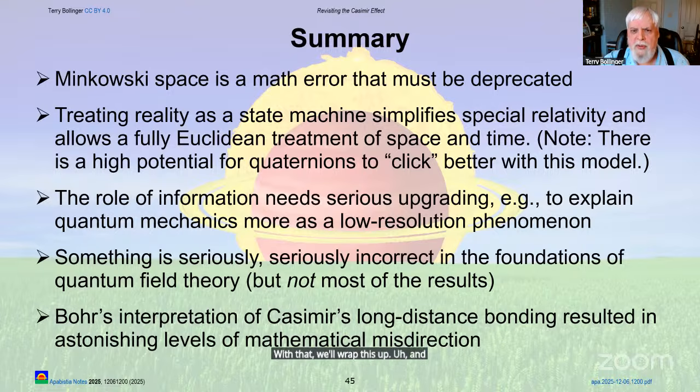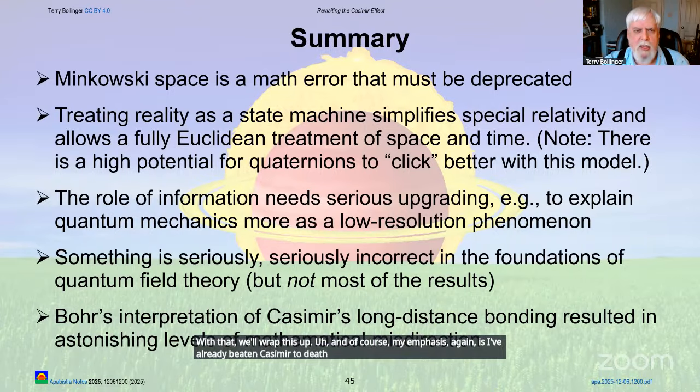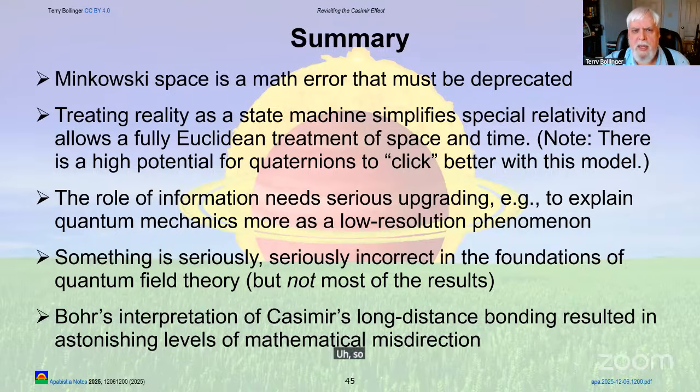And of course, my emphasis again is I've already beaten Casimir to death. This is the third time I've beaten on Casimir. So I'm going to beat on a different topic. Minkowski space is a math error. It must be deprecated. It needs to be abandoned. And how's that for blunt? But I don't see any way around it.